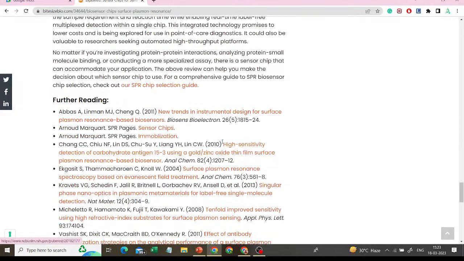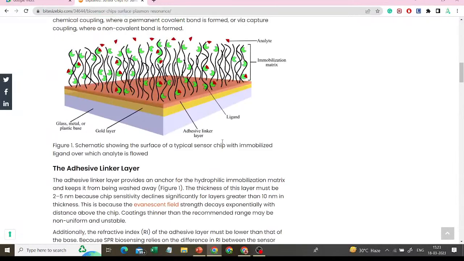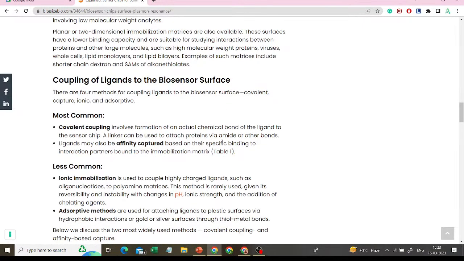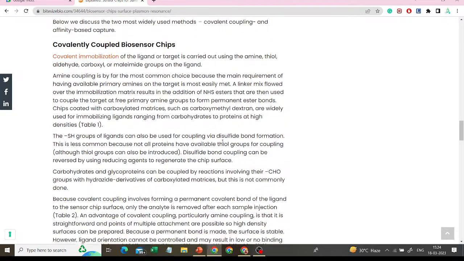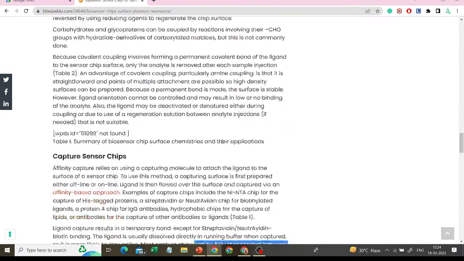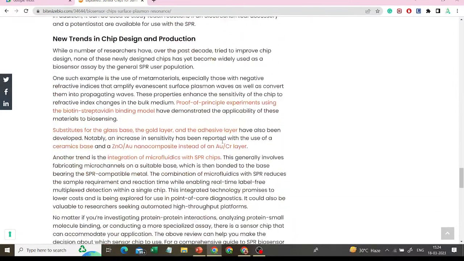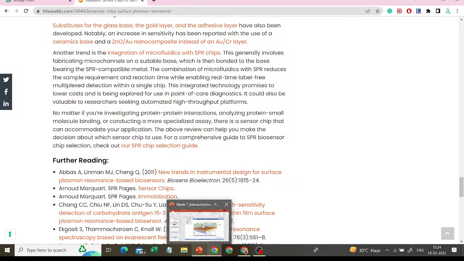So I hope that you have got an idea that mostly the immobilization that happens is covalent, and the use of the adhesive linker layer, the immobilization matrix. Most common is covalent coupling and the affinity capture. The less common are ionic immobilization, and there are methods like the oligonucleotides with polyamine. So this can be reversed, and also the thiol group and the disulfide linkages. Then you have capture sensor chips, the plain gold chip and the new trends. Okay, so this is about the sensor chips.